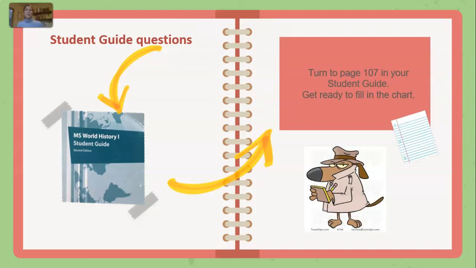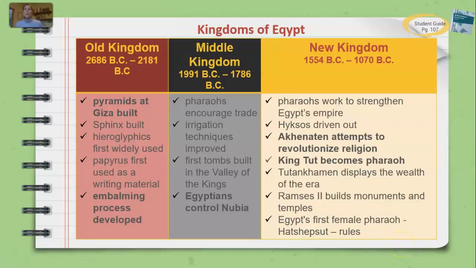And now you're going to turn to page 107 in your student guide. There's a chart there that you're going to need to fill out. The Old Kingdom, the Middle Kingdom, and the New Kingdom. So if we look here to the Old Kingdom, the pyramids at Giza were built, the Sphinx were built, hieroglyphics were first widely used, papyrus was first used as a writing material, and the embalming process was developed.